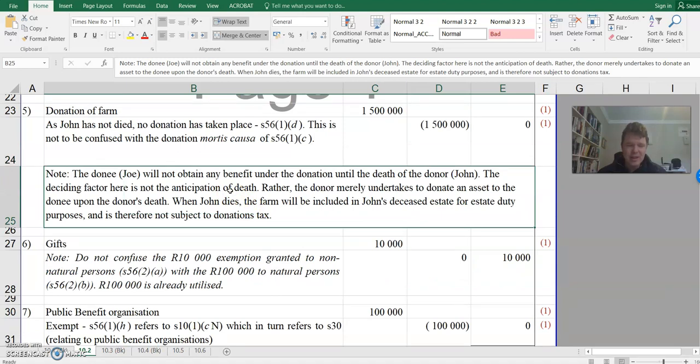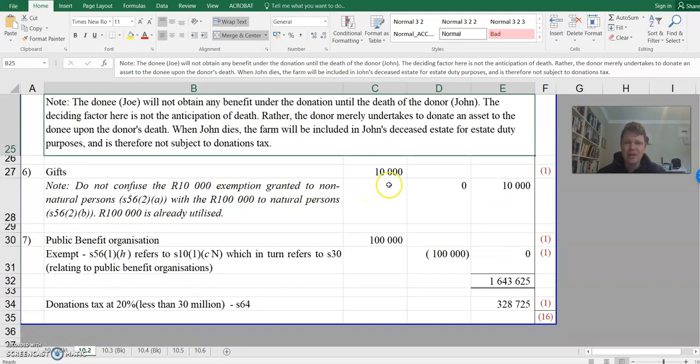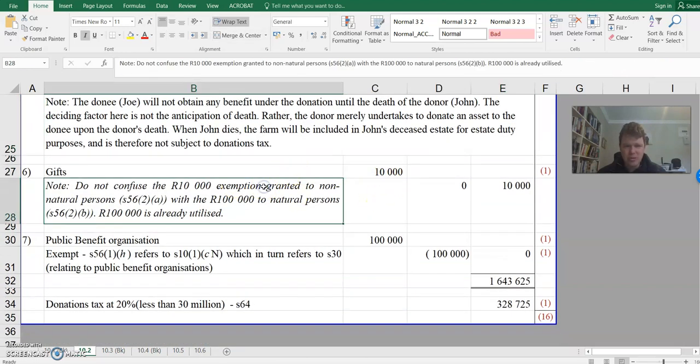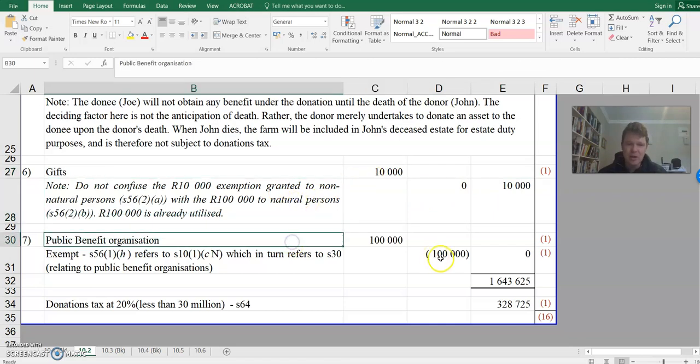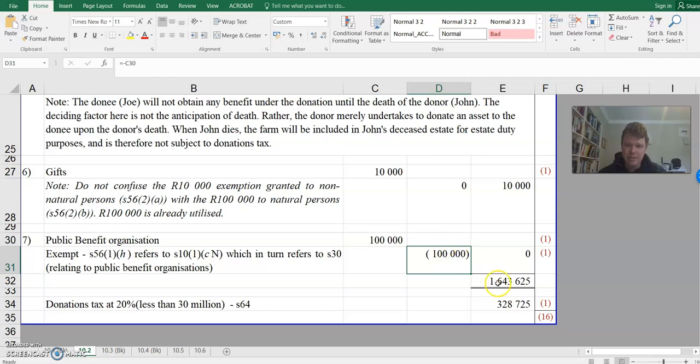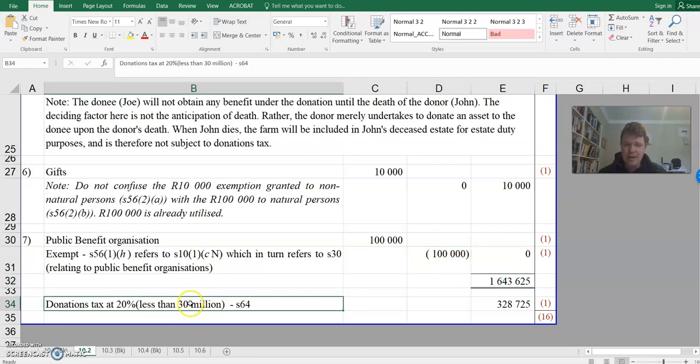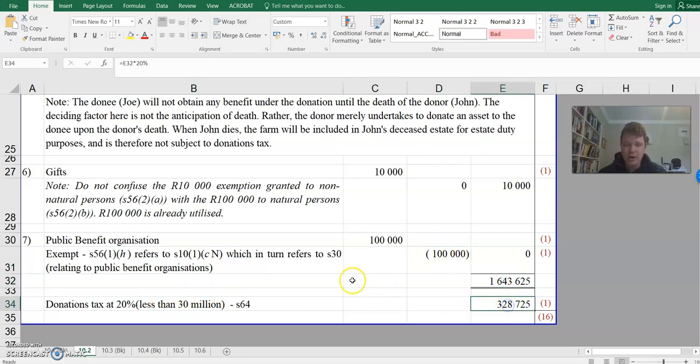I then said gifts given to friends, or I didn't say it, the textbook says it. Gifts given to friends during the year amounted to 10,000. What is that trying to trick you into? Remember, there's that 10,000 granted to companies for casual gifts. In this case, it has nothing to do with the company. You don't have any of the 100 left, so this is going to attract donations tax. And then lastly, you gave to a PBO, which is obviously going to be exempt. Add it all up, it's less than the limit, so at 20%.